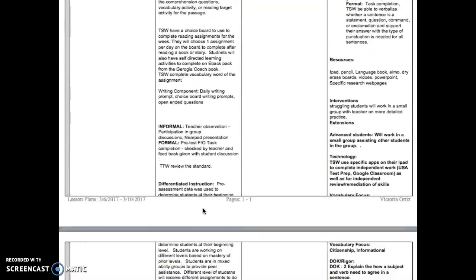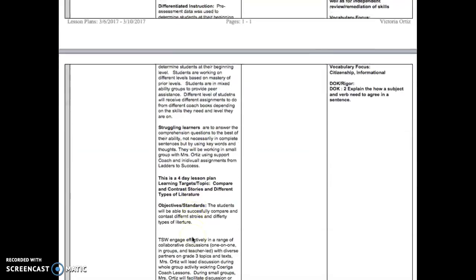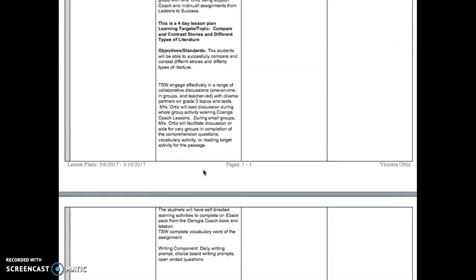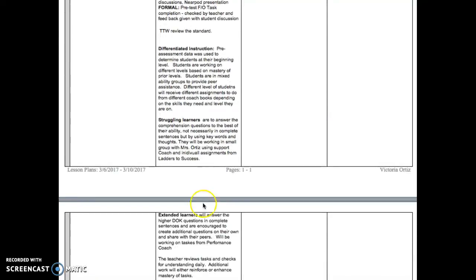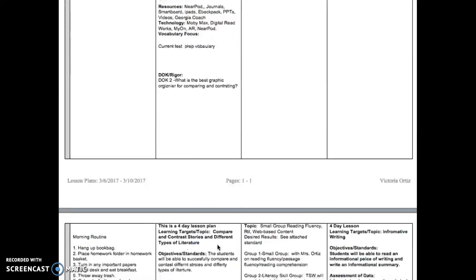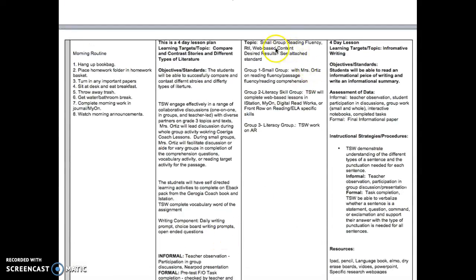We go down, again, differentiation, our assessments, informal and formal assessments, our objectives and standards that are being done, and again, informal, formal, another DOK: what is the best graphic organizer for comparing and contrasting. So each one of these shows different ways. Our small groups are based off of what they've needed.